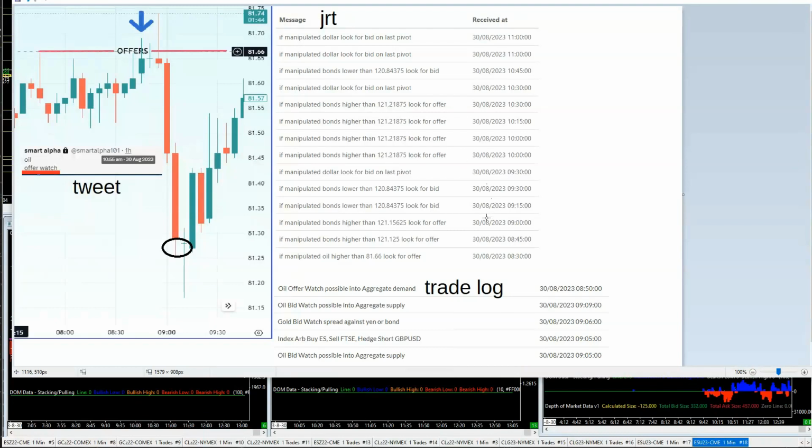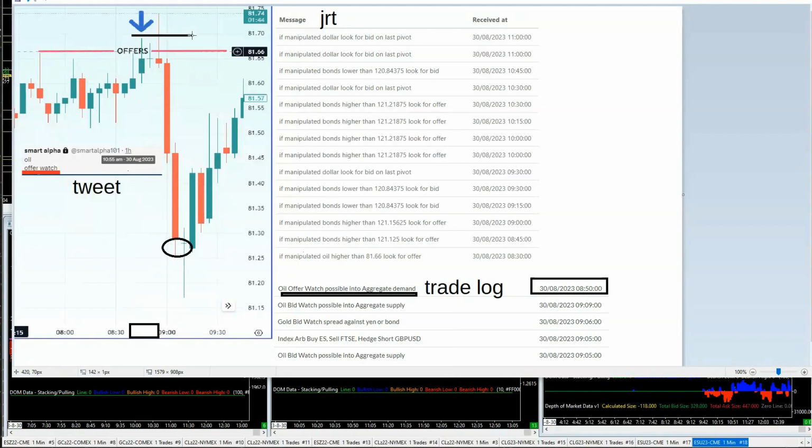When we look at what we were actually looking to do here, you found that into this top edge, this is just after the London Open for the original sell. Remember, this is the original sell. You can see here that we got an oil offer watch at 850, just into that little space there.